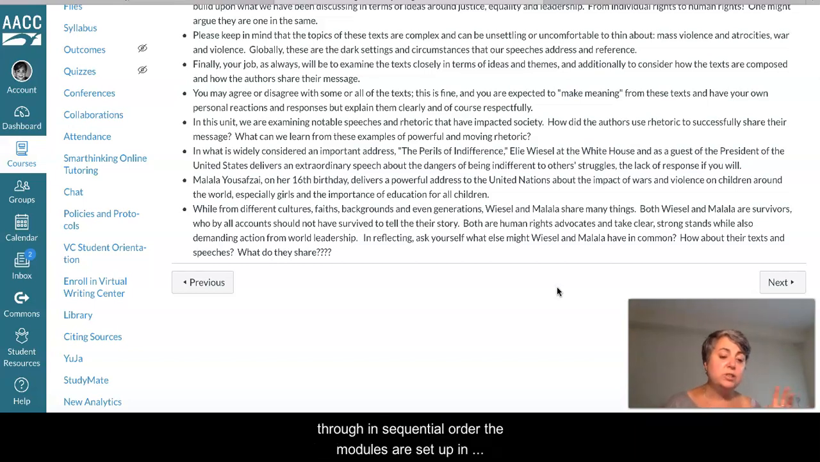The modules are set up in steps, as you know, and they're set up in sequential order from pre-reading to reading to post-reading reflection, discussion board, pre-writing, etc. So you're going to see that this module and unit is very similar to the previous two. And I wish you the best of luck and happy reading.